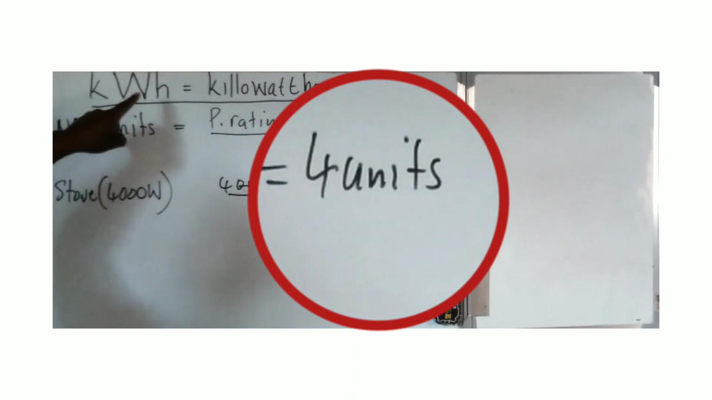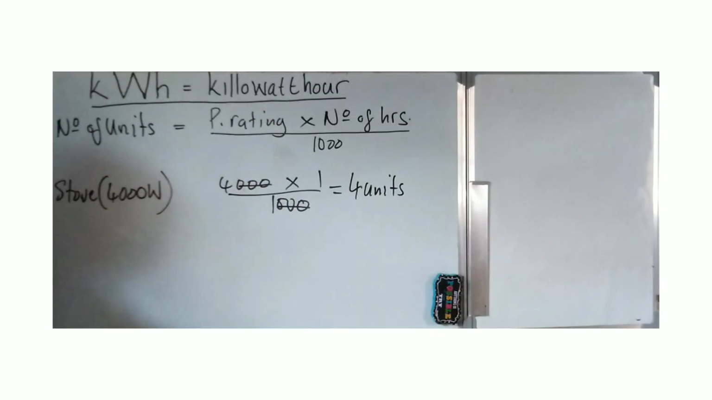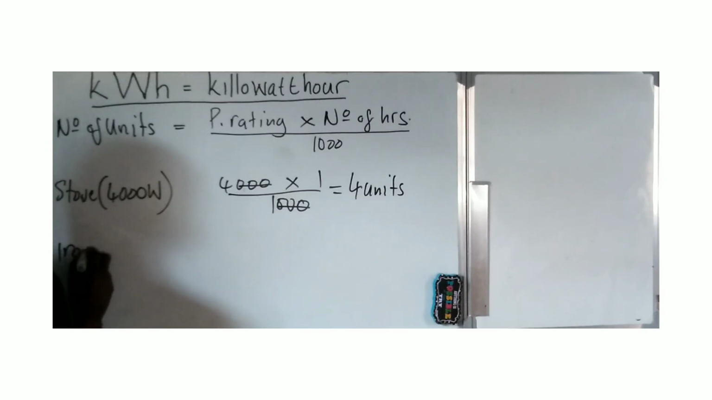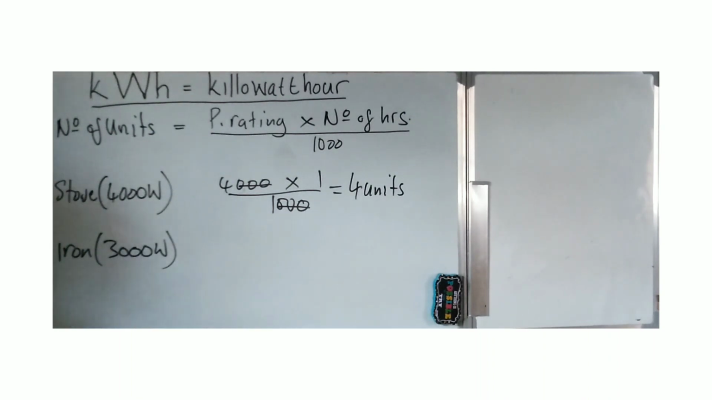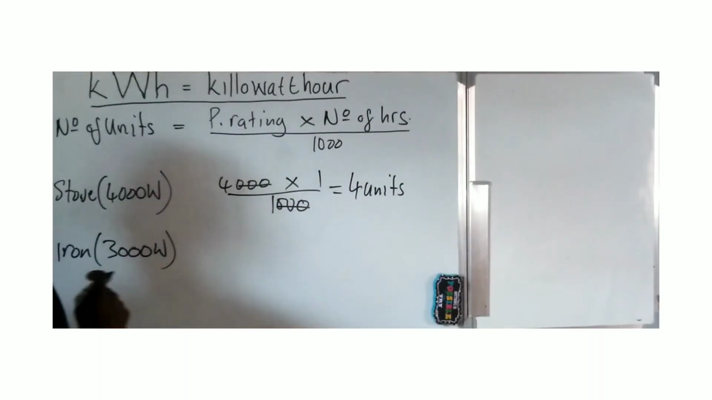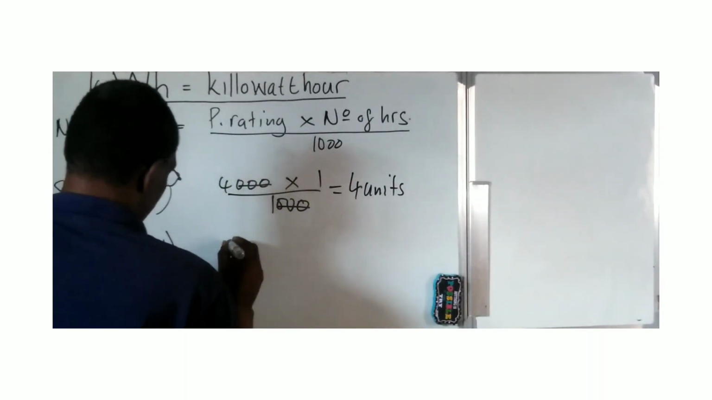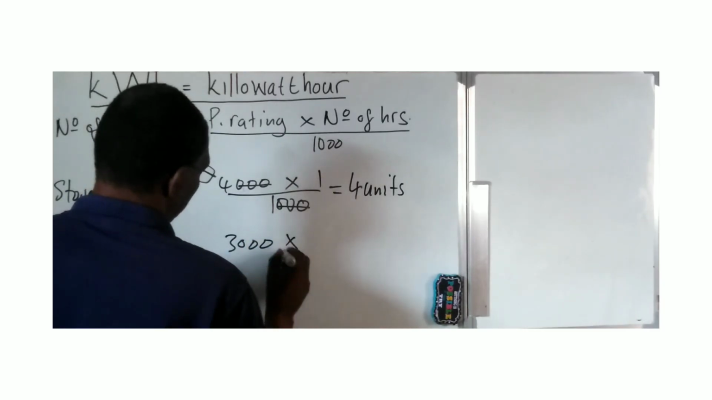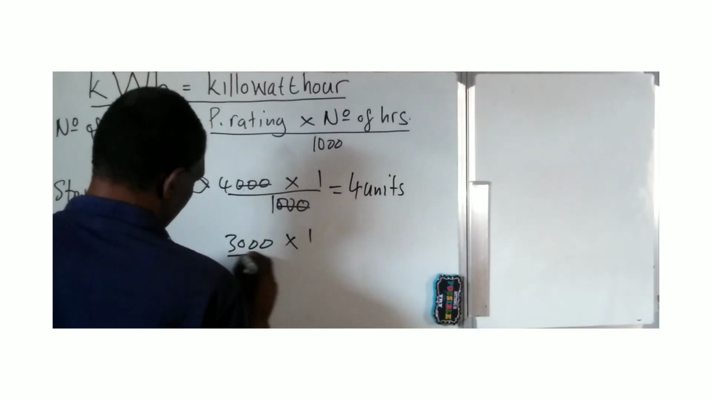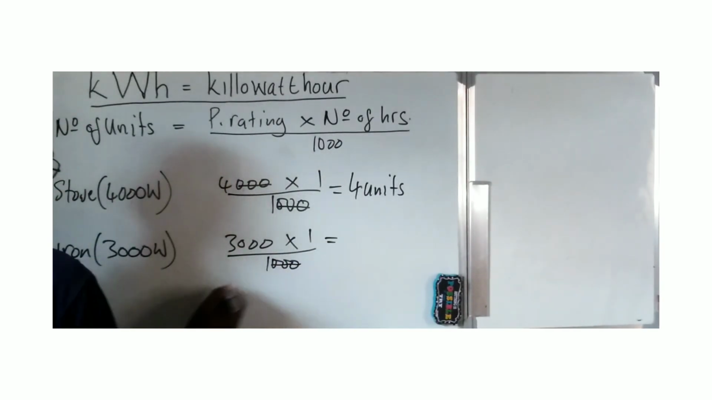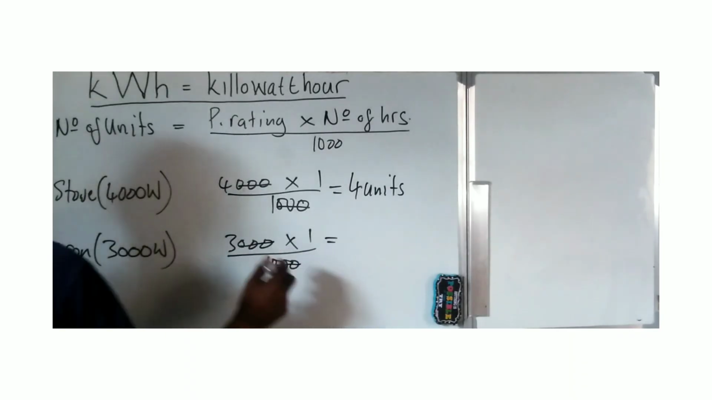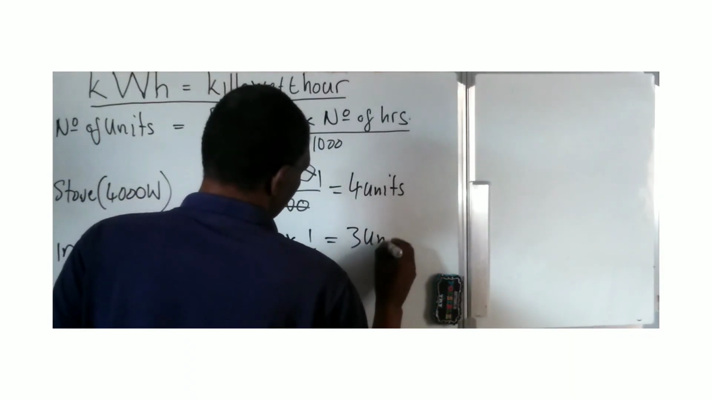4 kWh. Let's take an iron as an example. So it's going to be iron. And iron normally would be 3,000 watts. It's switched on for, again, 1 hour. So number of units will be, the power rating is 3,000 multiplied by number of hours is 1 divided by 1,000. That gives us what? This also must go, this must go. 3 times 1, which is 3 units.